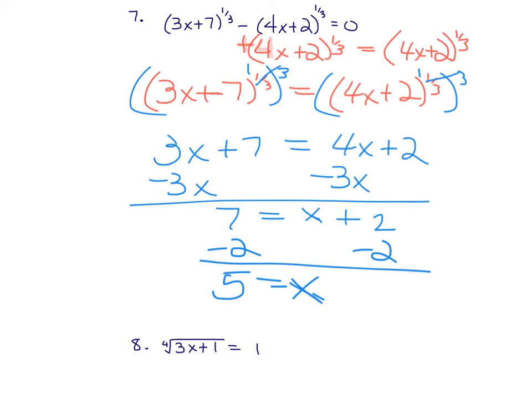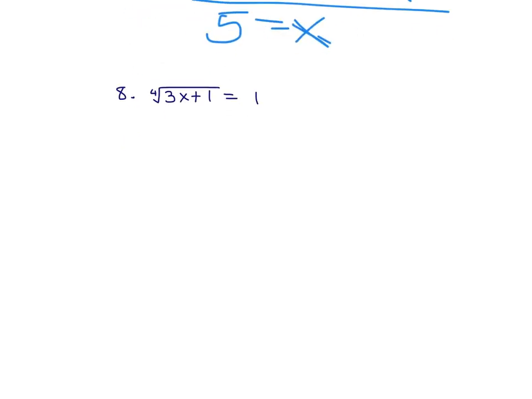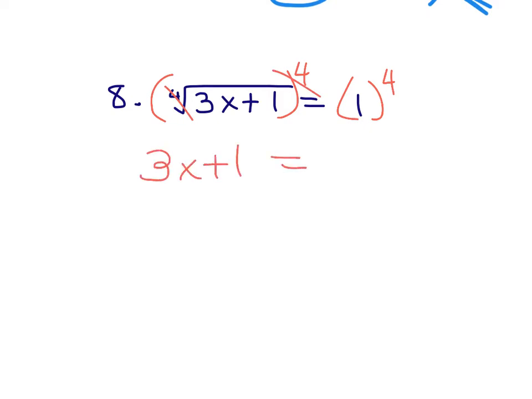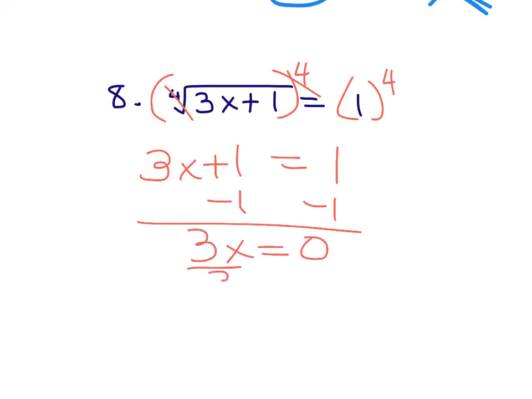Number 8, same thing. So all we have to do is raise both sides to a power equal to the index. My index is 4. So I'm going to raise both sides to the 4th power. Cancels the radical. 3x plus 1 comes out. 1 to the 4th power is 1 times 1 times 1 times 1, which is 1. Subtract the 1. 3x equals 0. Divide, and x equals 0. X equals 0 is a valid solution.